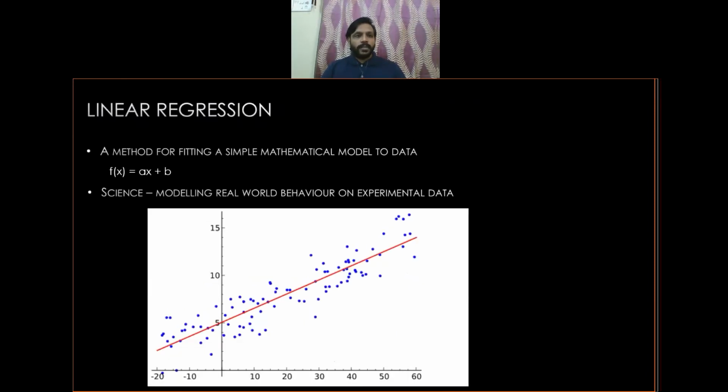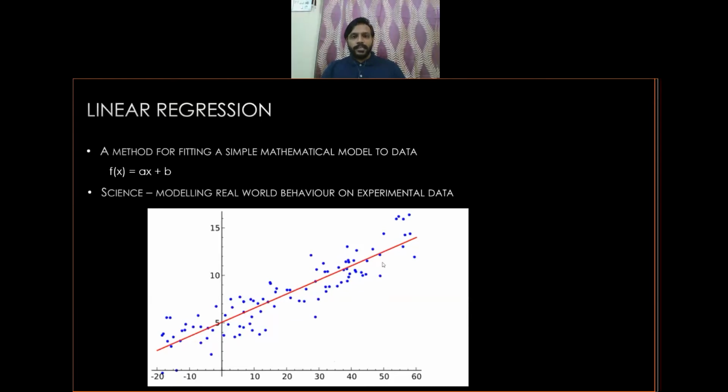And then what we have is called linear regression. It is a method for fitting a simple mathematical model to our data. The function which we are going to use for fitting a model is a linear one, which is f(x) = ax + b. If we show this graphically, it describes the data behavior by plotting a straight line which follows the direction of the scatter plot.